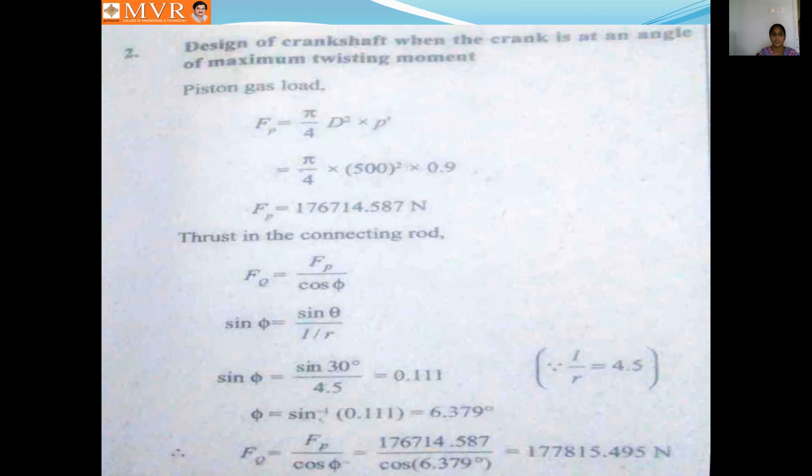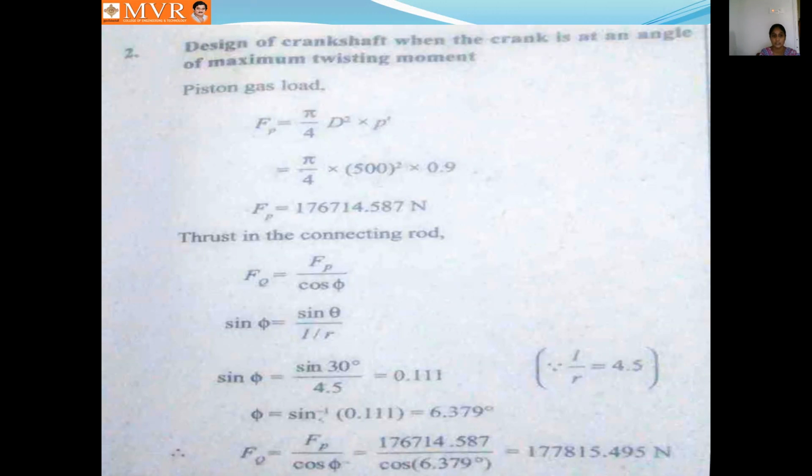Next, design of the crankshaft when the crank is at an angle of maximum twisting moment. Maximum twisting moment is nothing but the piston gas load. Piston gas load FP is equal to pi by 4 D square into, here we will take P dash. P dash is nothing but 0.9. Substitute the values, we will get the force on the piston. Next, you will find out the thrust in the connecting rod.